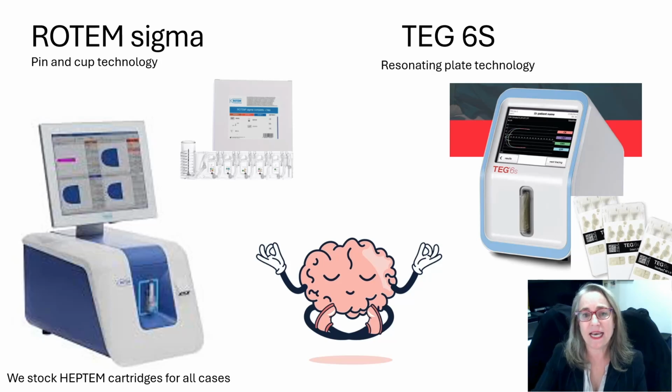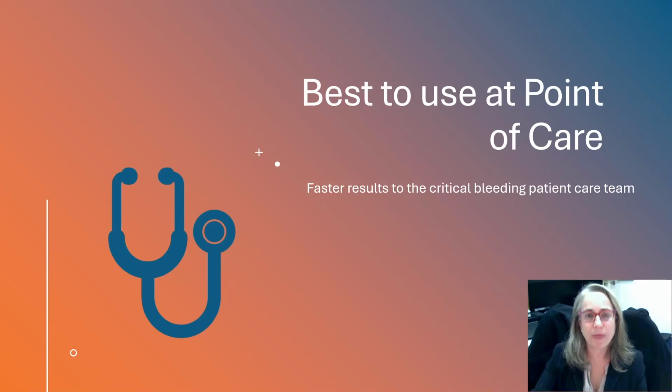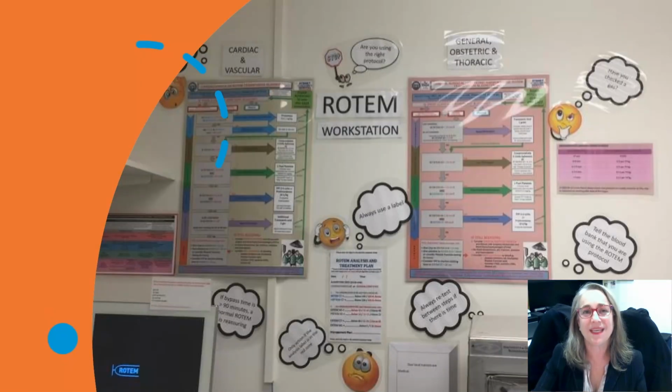And the TEG 6S is a similar technology, except that it uses a cartridge that has resonating plates. So it's a much, much newer technology than the pin and cup, but the same idea, that it's measuring the resistance as the clot forms. And it's best to use these at the point of care. And then the results can get to the critical bleeding patient or the critical care team quicker.